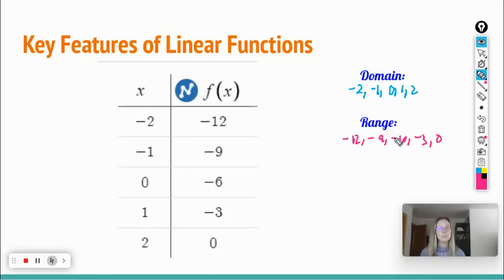So it's important to remember that the domain is the list of all the numbers that work for x, and the range is the list of numbers that correspond to those x values, but they're the y values. So domain, x; range, y.